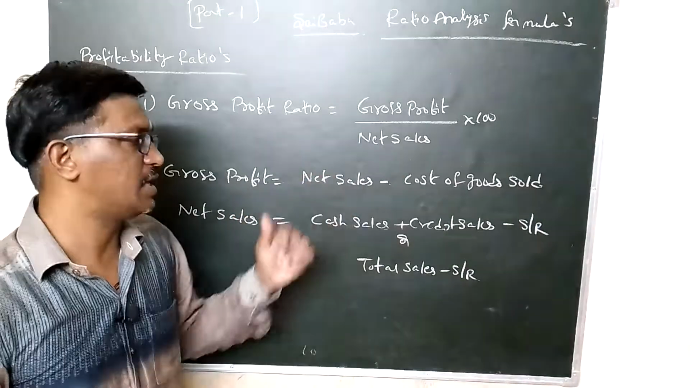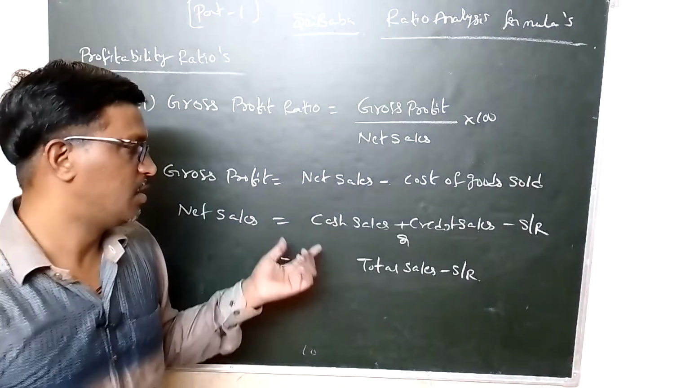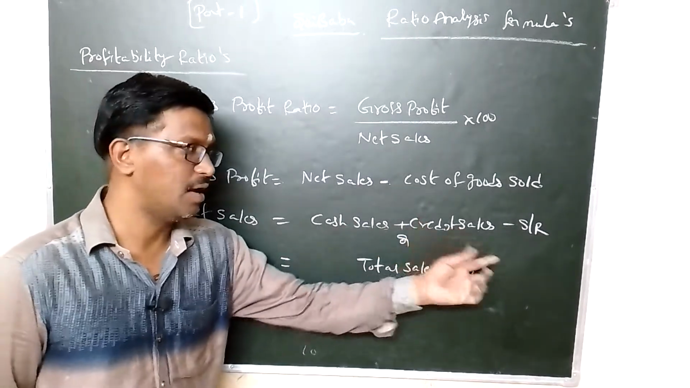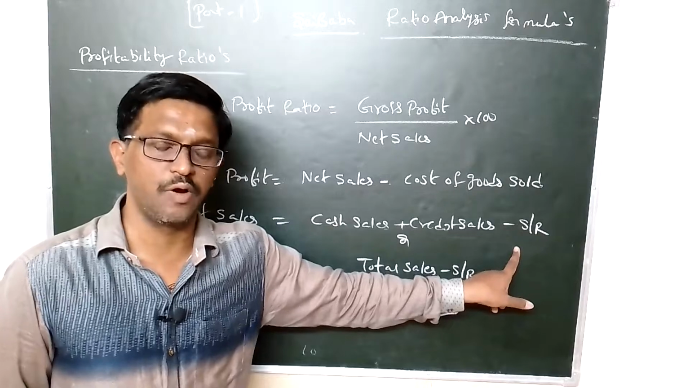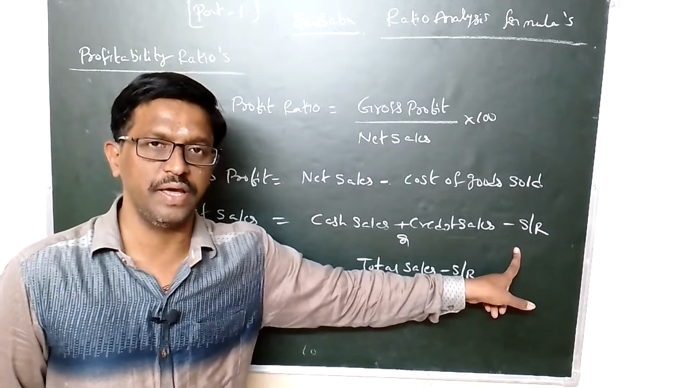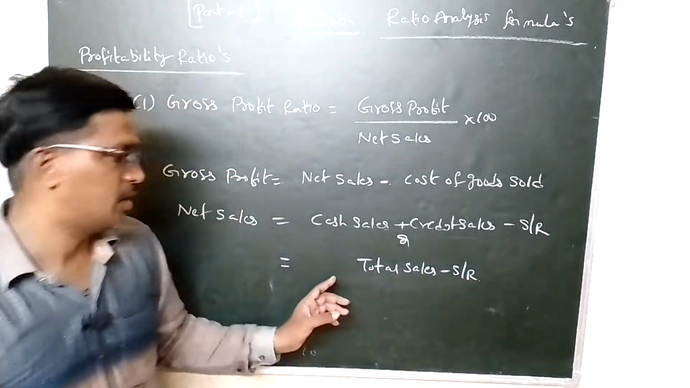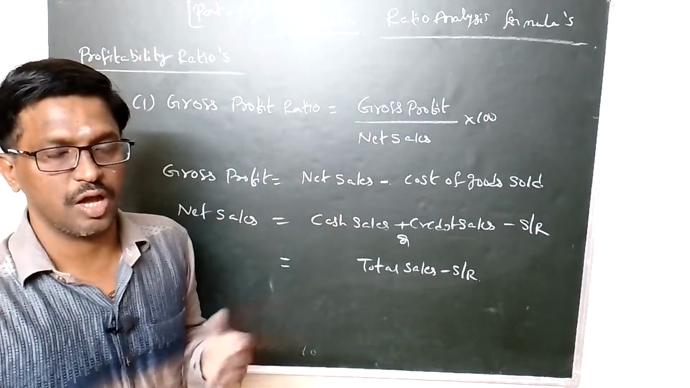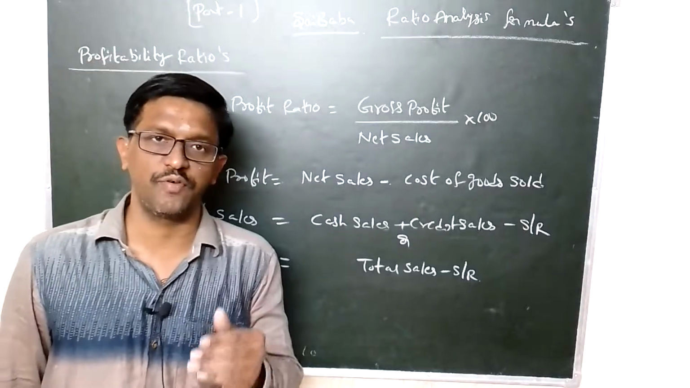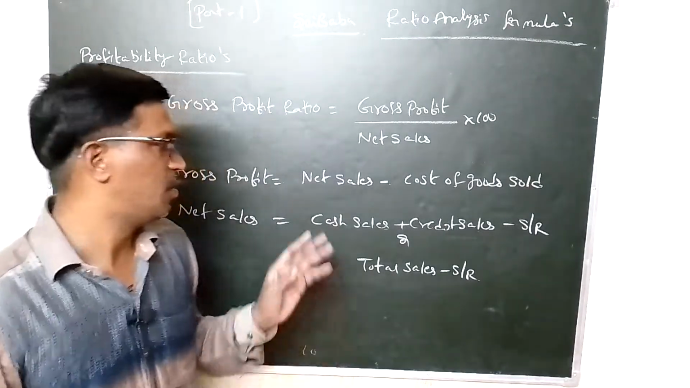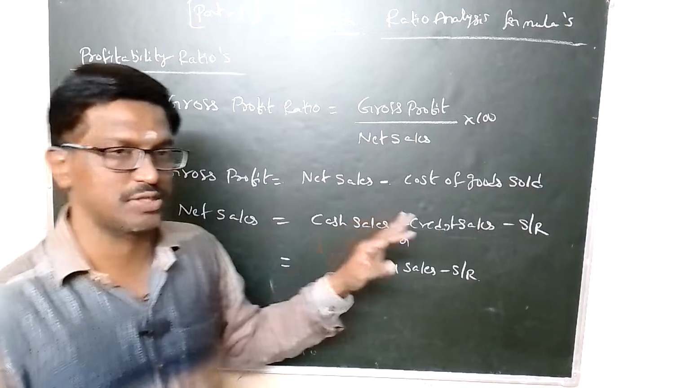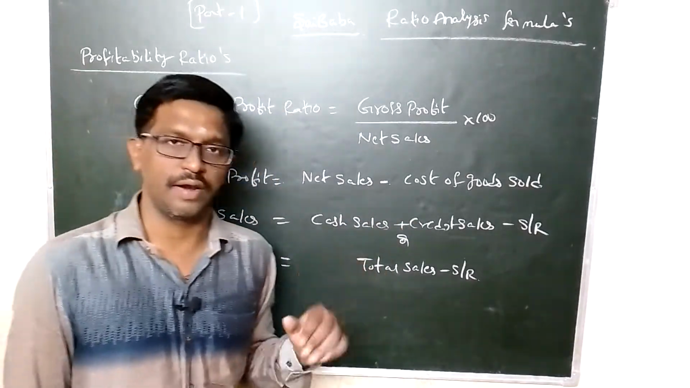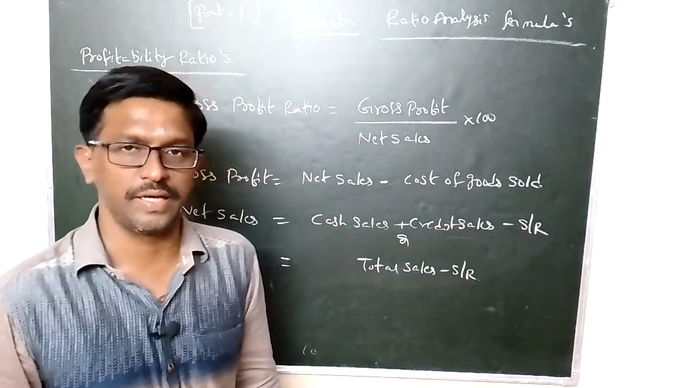If net sales is also not given, then it should be found in two ways: cash sales and credit sales added, minus sales returns, depending upon the information given. Or total sales minus sales returns. Then we get the percentage. The gross profit ratio formula is gross profit by net sales into 100. Gross profit equals net sales minus cost of goods sold, and net sales equals total sales minus sales returns, or cash sales plus credit sales minus sales returns.